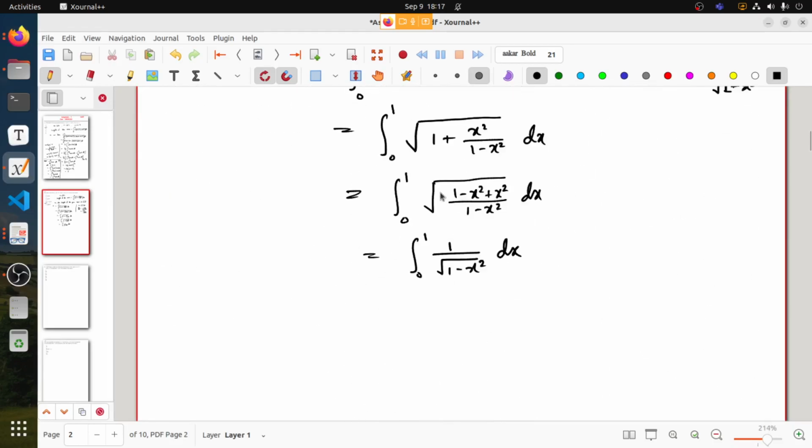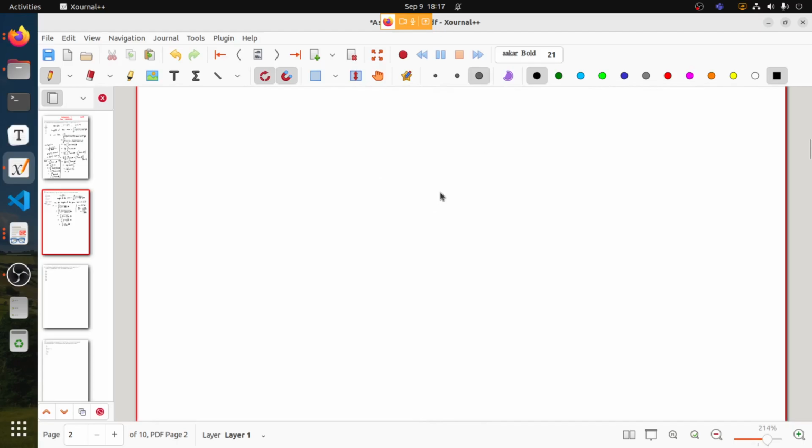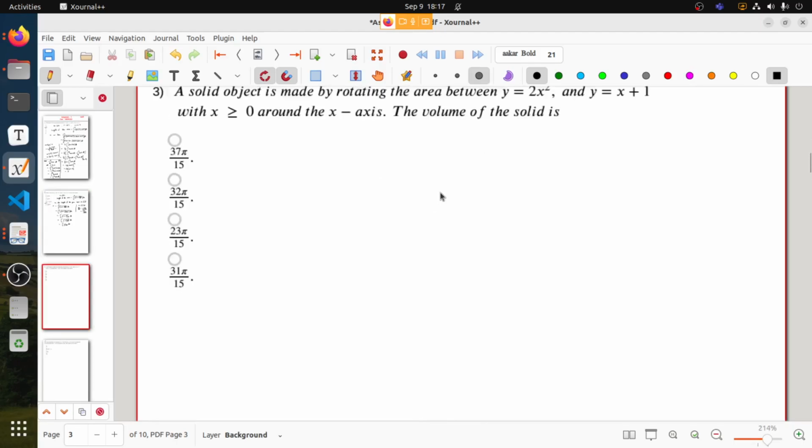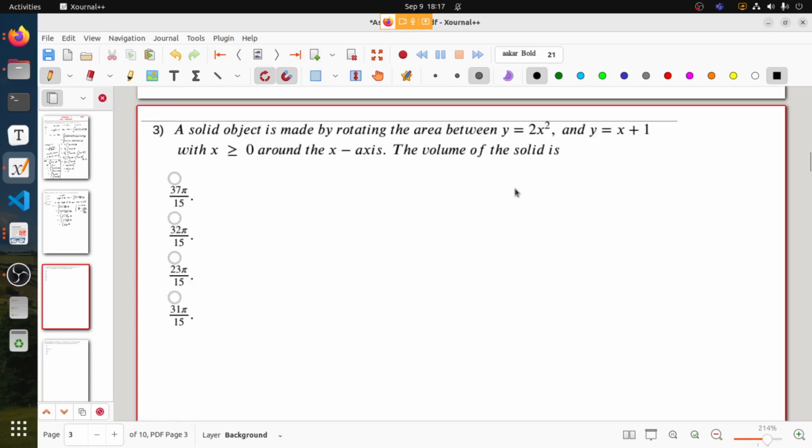Okay. So now move to the next one. Question number 3. What is it saying? A solid object is made by rotating the area between y equals 2x squared and y equals x plus 1, with x greater than or equal to 0, around the x axis. So draw it, how will it look like?